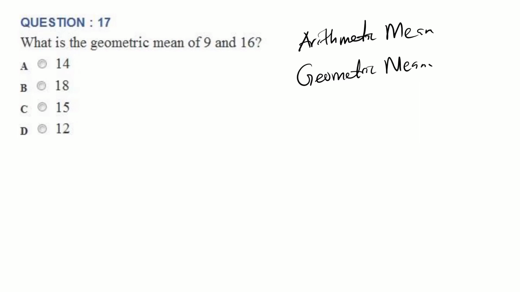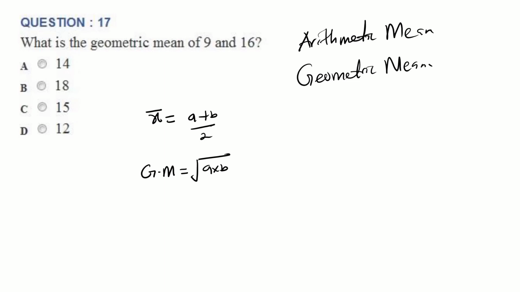Now the normal arithmetic mean is what we have been doing since, which is x bar equal to, if you are given two numbers, let's say a and b, this is a plus b over 2. But if you have to find the geometric mean, this is going to be the root of a times b.